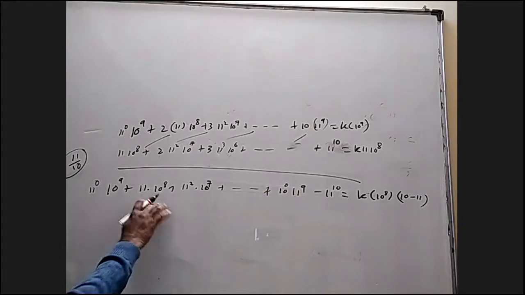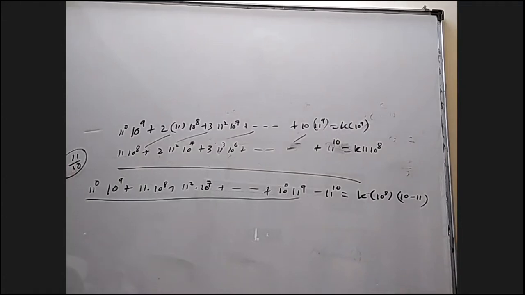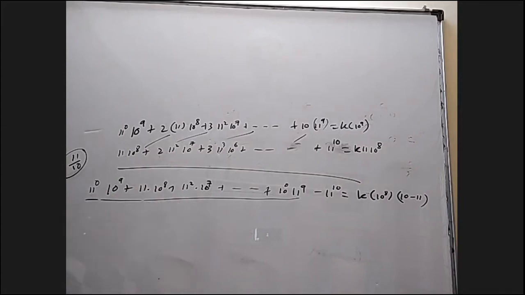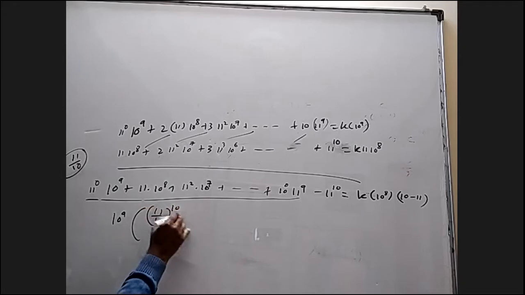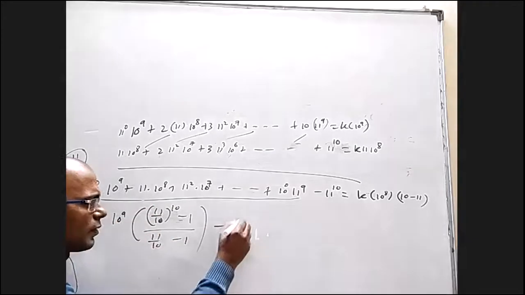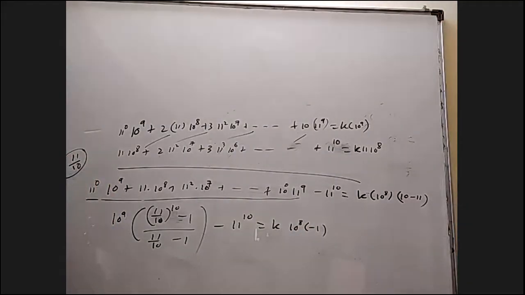Now coming to this, this is a GP, because this by this is 11 by 10, this by this is 11 by 10, and like that, 10 terms. The first term is 10 power 9, common ratio is 11 by 10. So I can write 10 power 9 into 11 by 10 whole power 10 minus 1 by 11 by 10 minus 1, a into r power n minus 1 by r minus 1, minus 11 power 10 is equal to k into 10 power 8 into minus 1. How to simplify this?